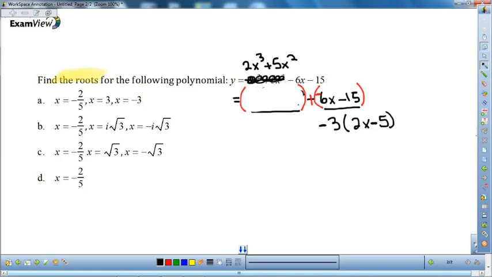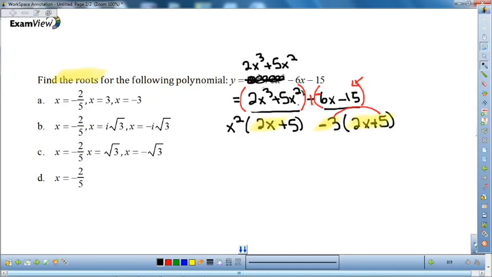So what we're going to do is factor out an x squared. As we do that, we're going to have 2x plus 5. Now, since I factored out a negative 3, and I would distribute this back, negative 3 times positive 5 would give me my negative 15. So that's why it needs to be negative.